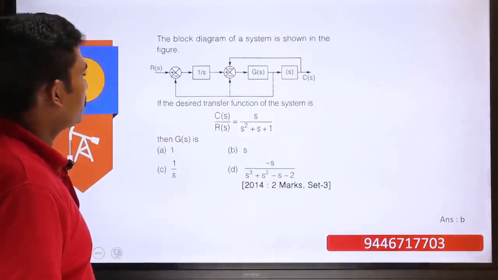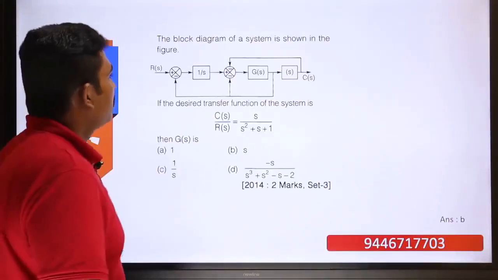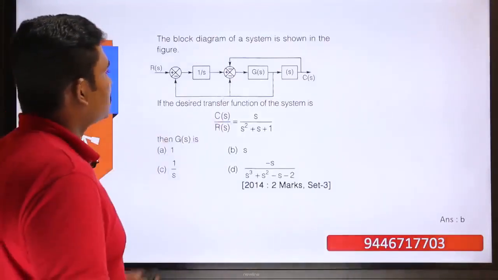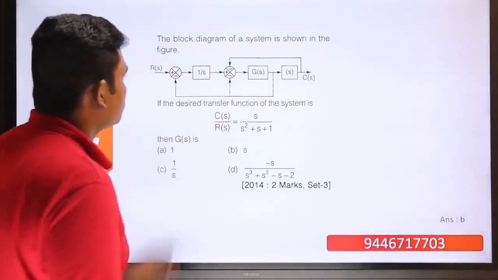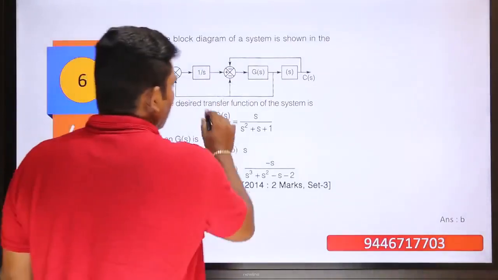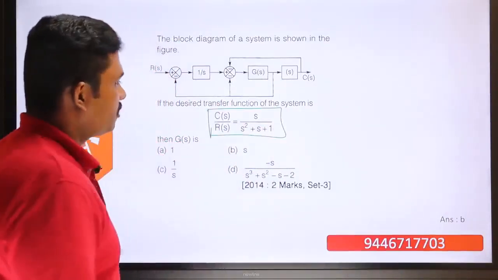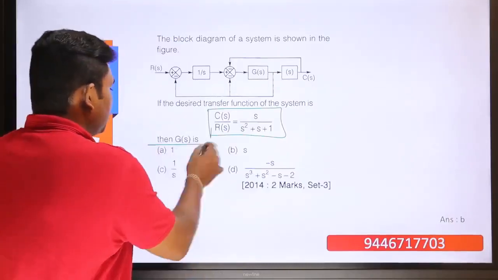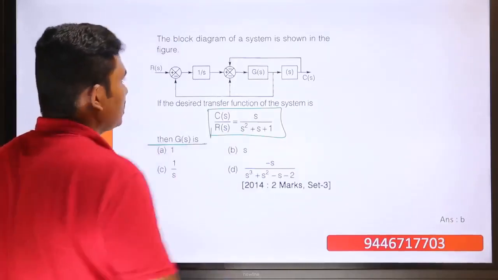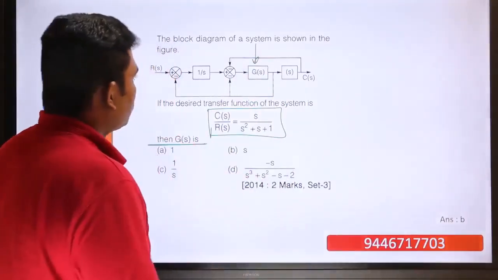Now moving into question number 6. The block diagram of a system is shown in the figure. So this is the block diagram that is given. It's a simple block diagram. The desired transfer function of the system, C of s divided by R of s, is equal to s divided by s square plus s plus 1. Then what is the value of G of s, is the question. And in the figure you can see this is the block of G of s.